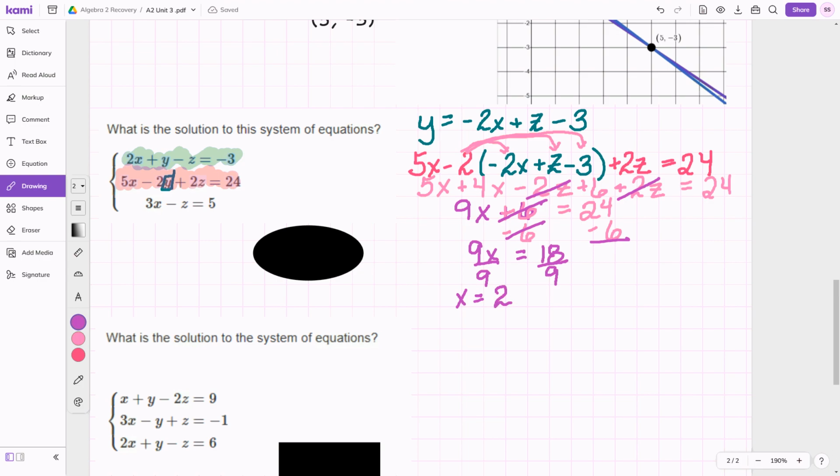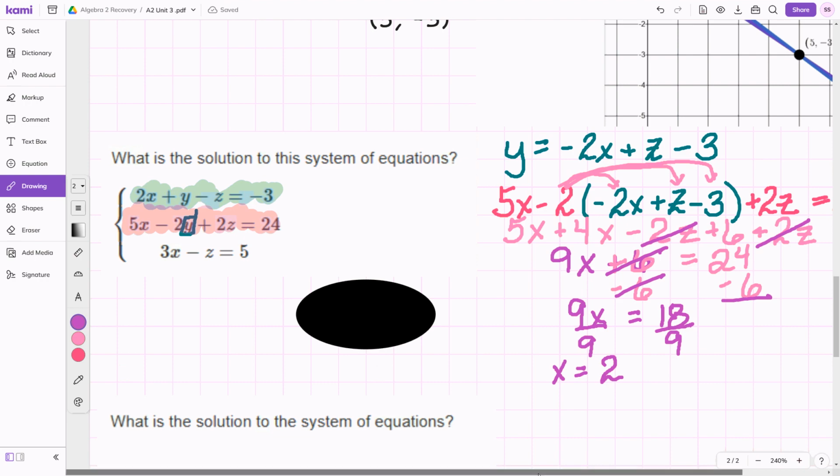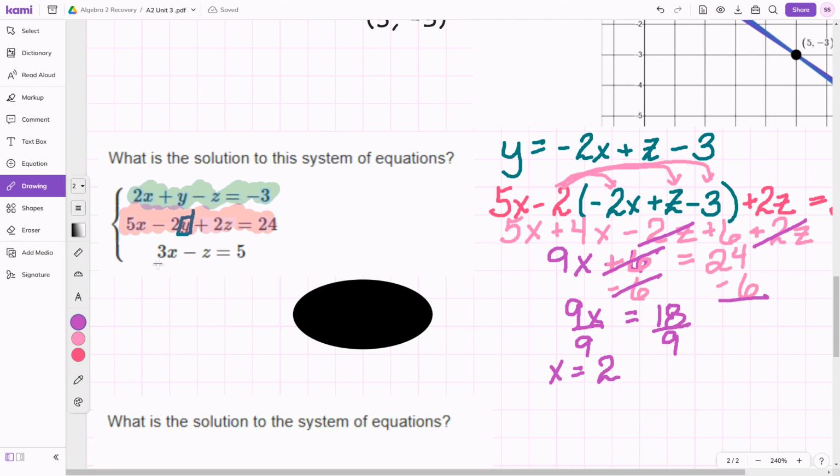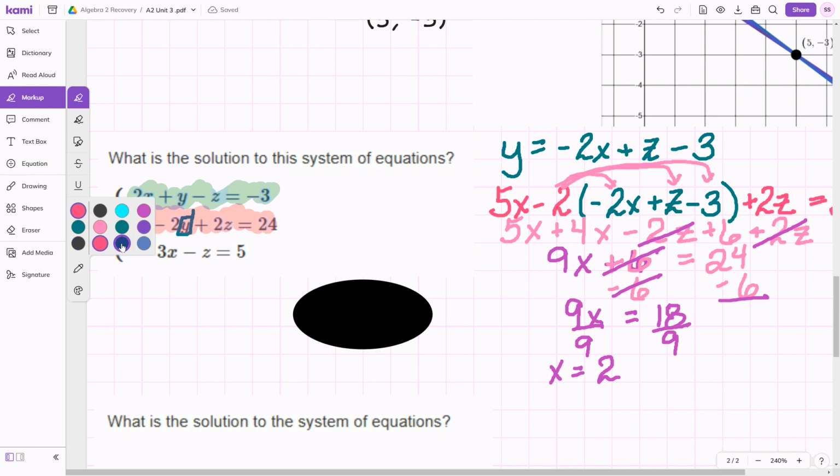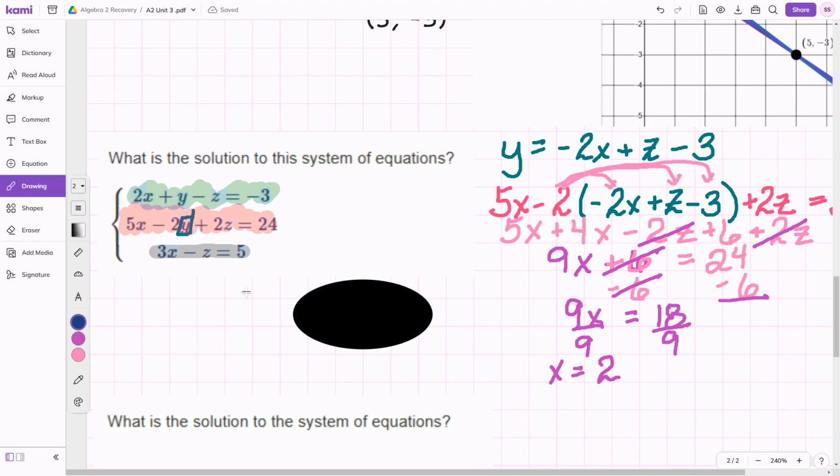Once I have that x equals 2, I can plug the 2 in. I'm going to plug it in and solve for z. So for this last equation, look at my blue equation. I'll plug in the 2 for x. So I have 3 times 2 minus z equals 5, or 6 minus z equals 5.